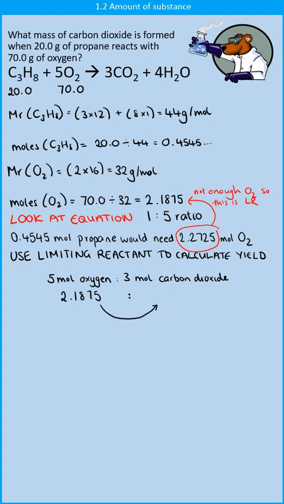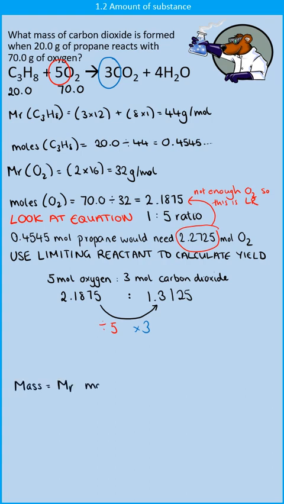So in order to figure out how many moles of carbon dioxide that is, firstly, I need to divide by the coefficient in front of the thing that I'm looking at. So I have oxygen and I'm trying to work out my carbon dioxide. The coefficient in front of oxygen is 5. So I divide by 5, you can see that in red here. And then I need to multiply by the coefficient in front of the thing I'm trying to make, which here is my carbon dioxide. So I divided by 5 because that was the coefficient in front of oxygen, and then I multiply by 3 because that's the coefficient in front of carbon dioxide. And that gives me 1.3125 moles.